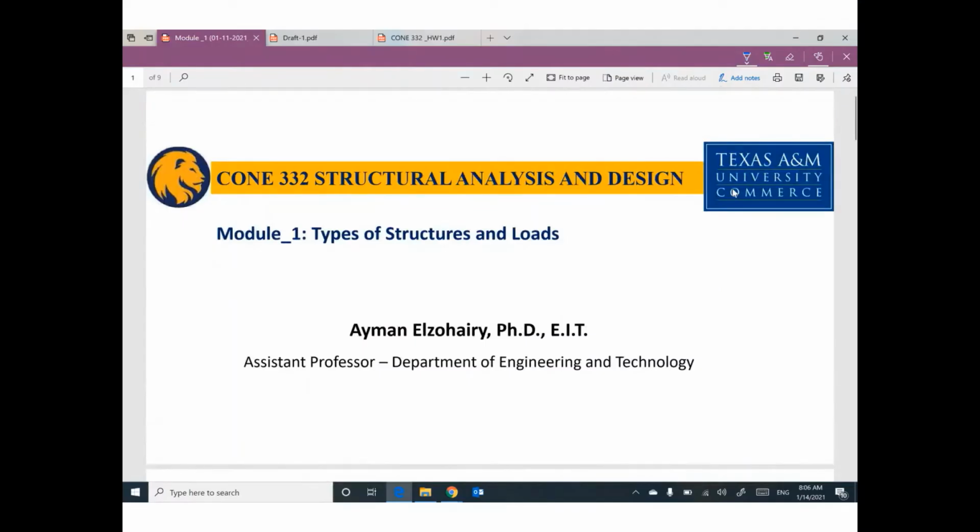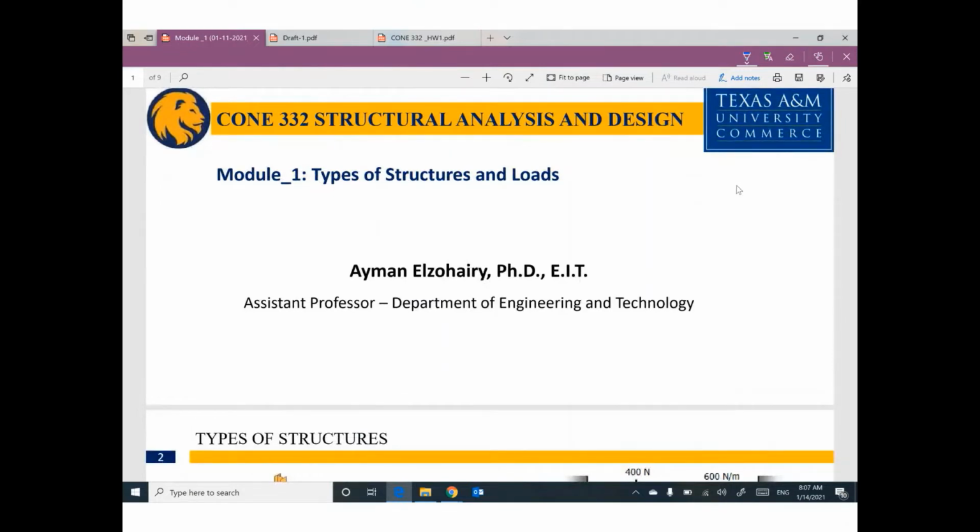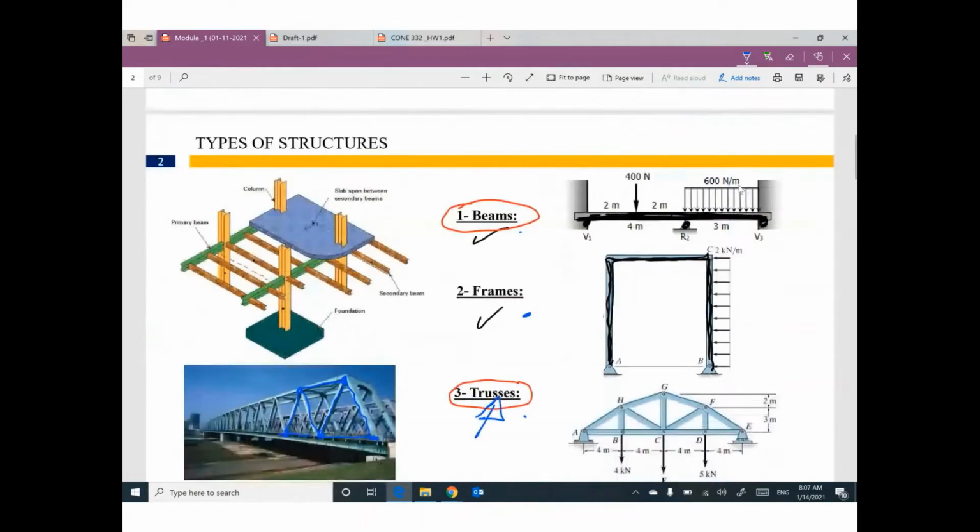So guys, last meeting, I started with the introduction for our course, Introduction to Structure Analysis and Design. I started with what are the types of structure we will learn in this course. We have three main structures: beams, frames, trusses.